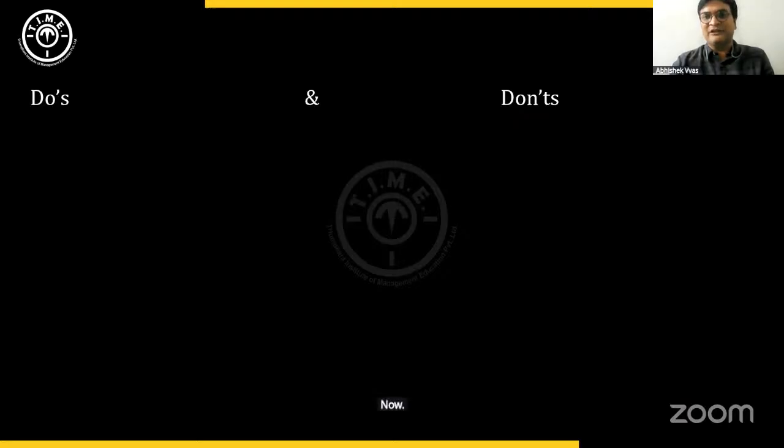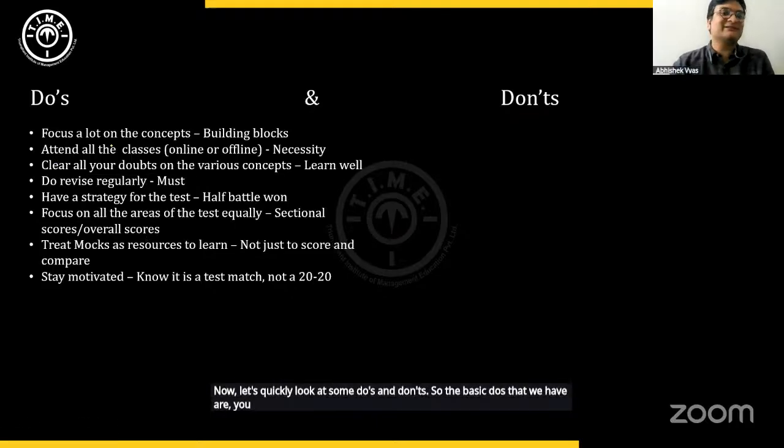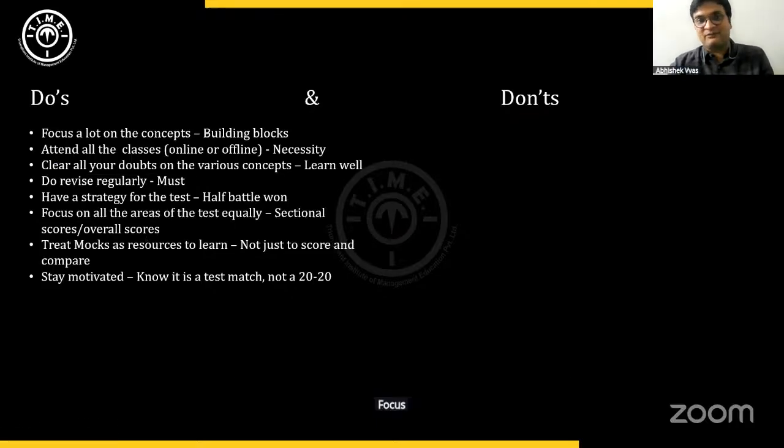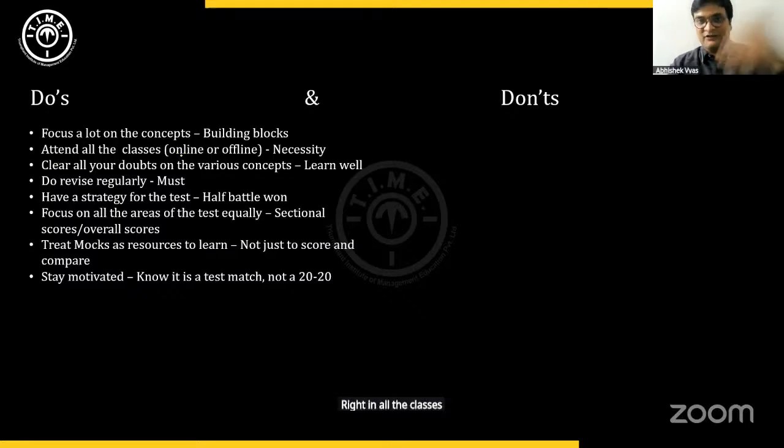Now, let's quickly look at some do's and don'ts. So the basic do's that we have, you can just quickly go through. Focus a lot on the concepts because they're the building blocks. Attend all the classes. I'm assuming you're our students, right?